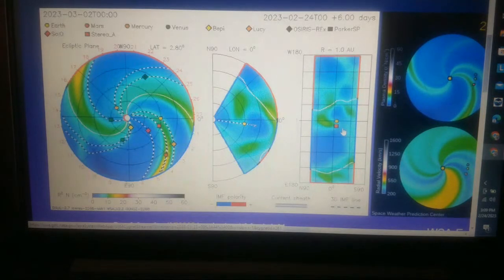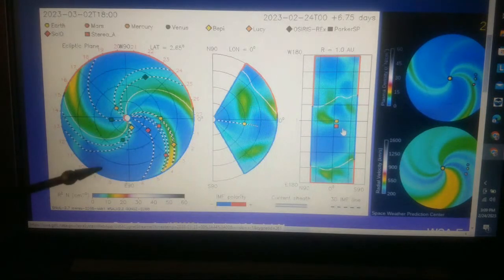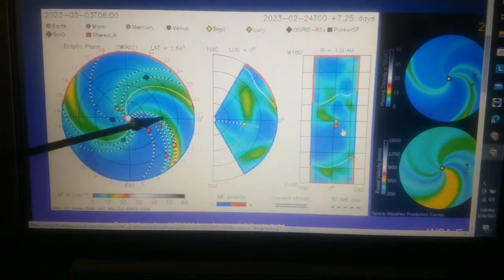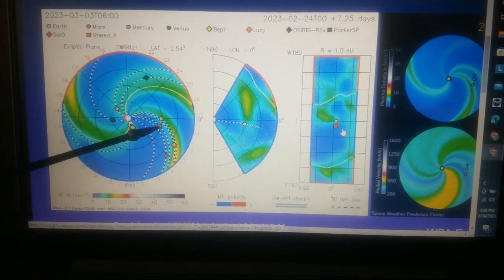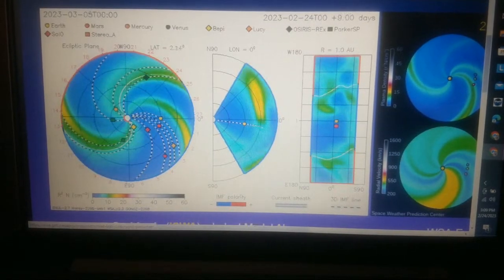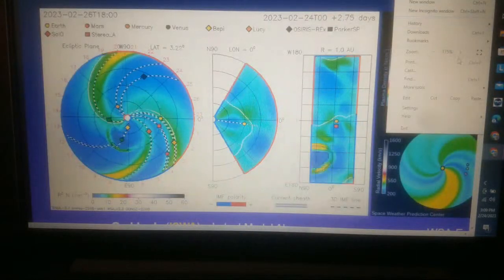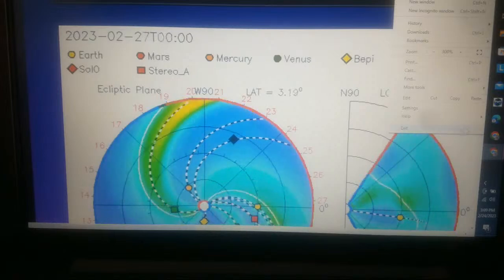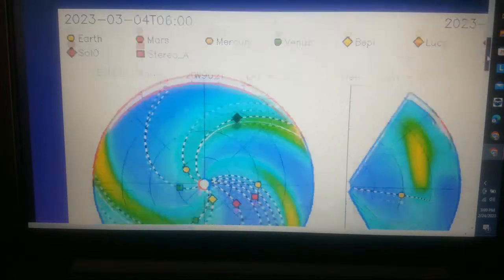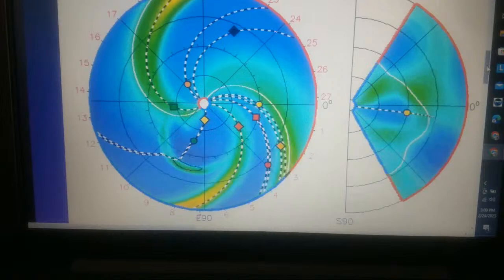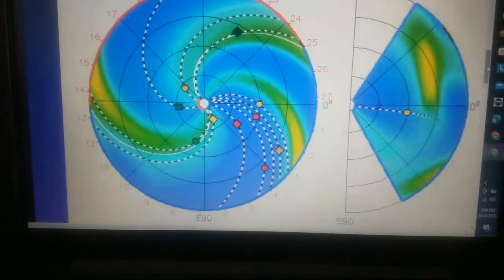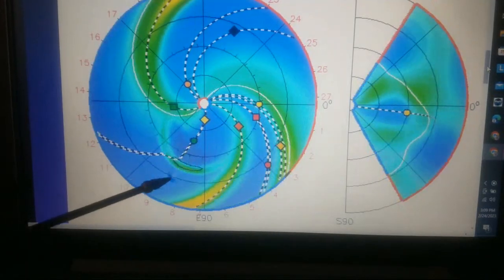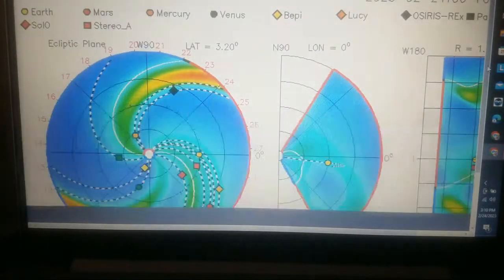It's trying real slowly. Anyways, while we're waiting for this to load, here's the Earth and here's STEREO A, okay? We need a bigger display here. Okay, now we got you zoomed in. Okay, now see the CME and the direction it's going?